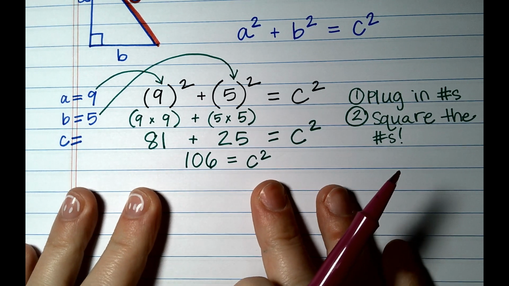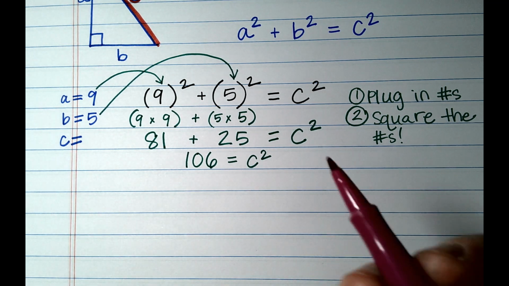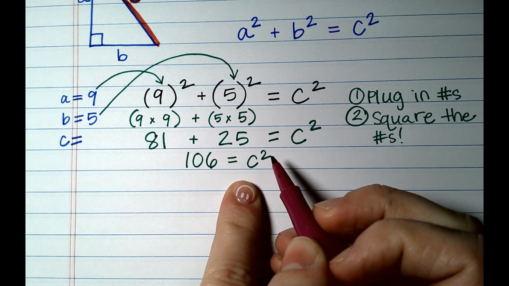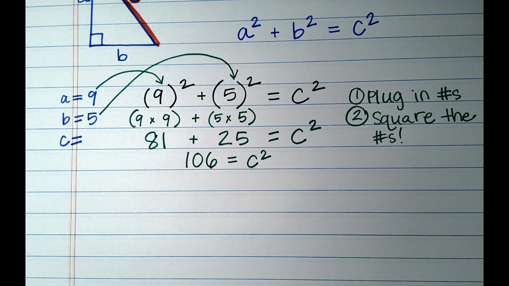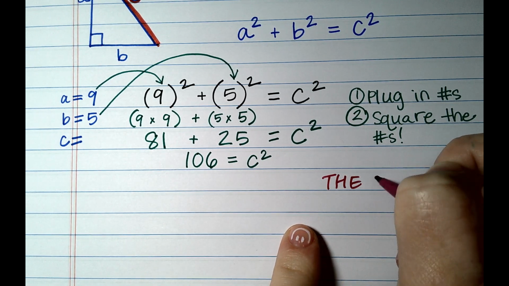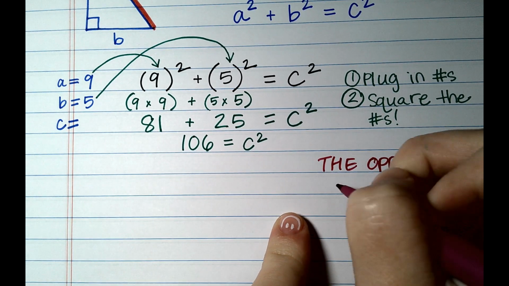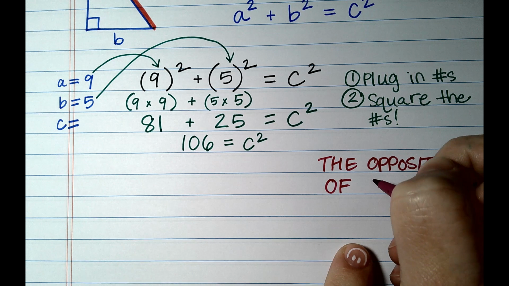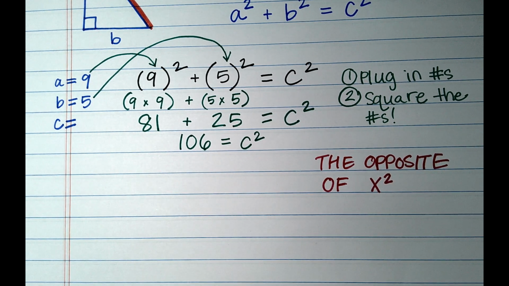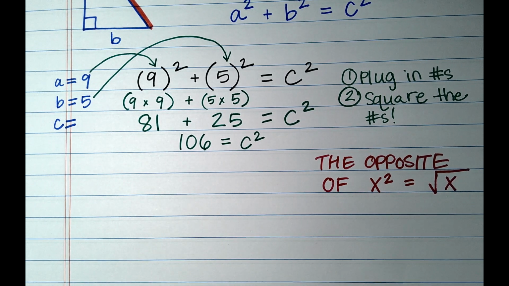Whenever we are solving an equation, we're always doing the opposite. We're using inverse operations. If it was multiplication, we could solve by dividing. If it was addition, we'd solve by subtracting. Now we have a squared. Do you know what the opposite of something squared is? The opposite of x squared is the square root of x.